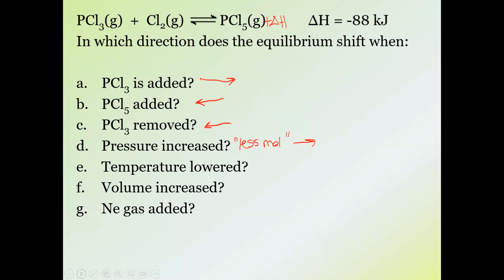If temperature is lowered, remember, temperature and concentration follow the same set of rules. If we decrease the temperature, we're removing heat from the product side, which means we have to shift to replace what we removed. So this will shift back towards the product side to replace that heat.